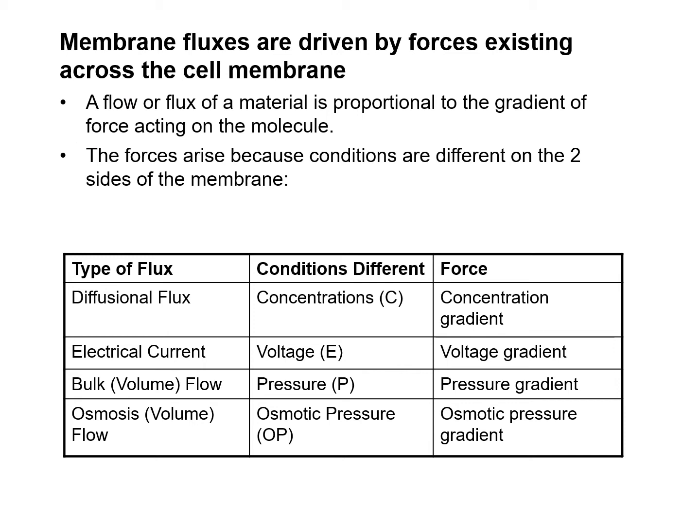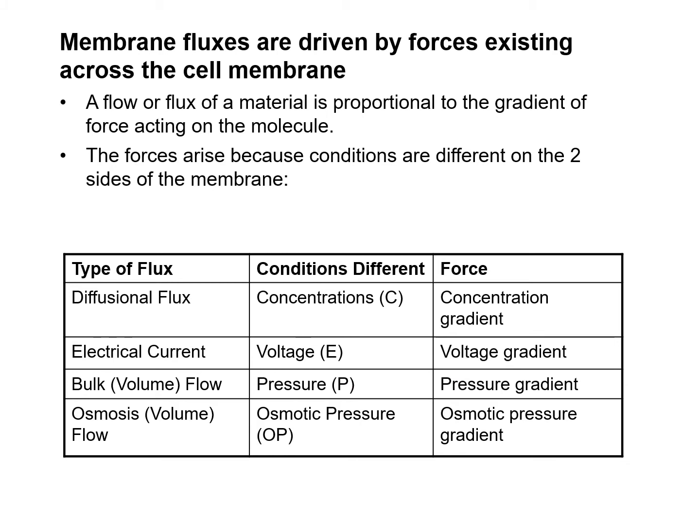And the forces arise because conditions are different on 2 sides of the membrane or 2 different regions of the membrane. This table lists different types of fluxes as well as their conditions and the forces driving such flux. The first one is diffusional flux, which is driven by the concentration differences on 2 different sides or regions of the membrane, and that builds up a concentration gradient to induce such flux. The second type is electrical current, which is due to the difference in voltage. This difference builds up a voltage gradient too. The third one is bulk flow in volume, which is due to the difference in pressure, which builds up a pressure gradient.